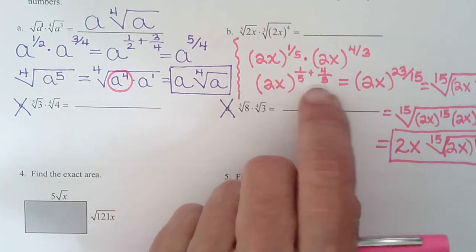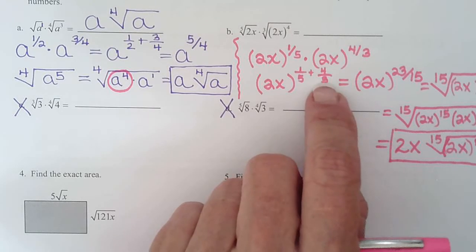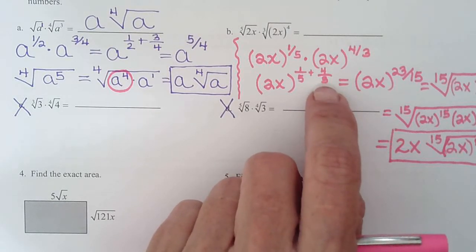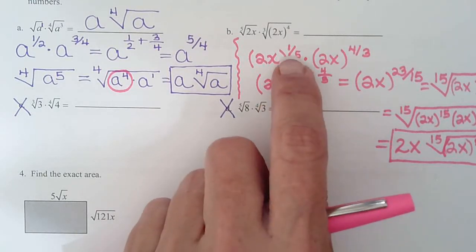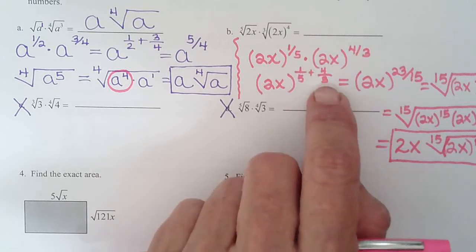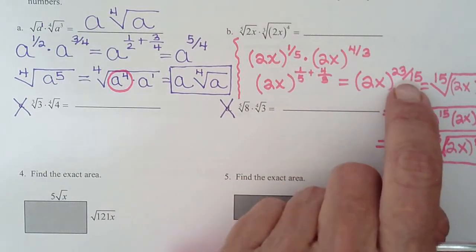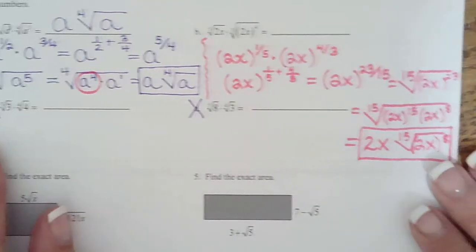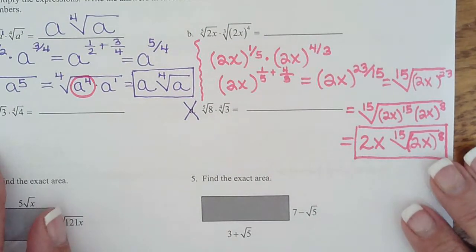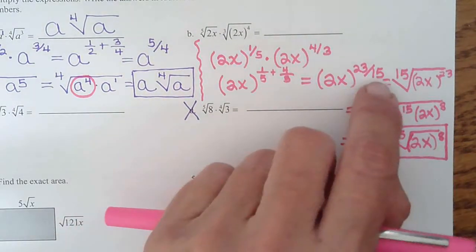So this is my work step to show the product rule of exponents. So 2x to the 1/5 plus 4/3. We type that in our calculator and change it into an improper fraction. Then we have to rewrite it as a radical so we can simplify.